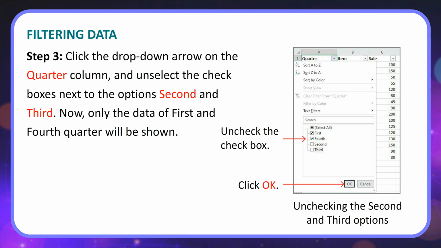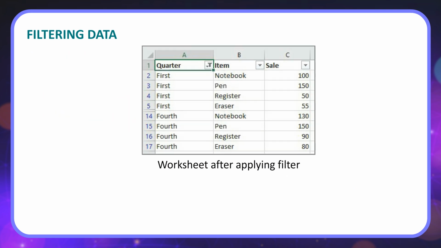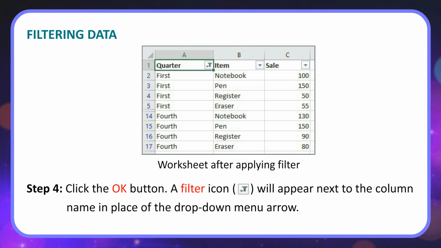Applying filter. Step 3. Click the drop-down arrow on the quarter column and unselect the checkboxes next to the options second and third. Now, only the data of first and fourth quarter will be shown. Uncheck the checkbox. Click OK. Unchecking the second and third options. Worksheet after applying filter. Step 4. Click the OK button. A filter icon will appear next to the column name in place of the drop-down menu arrow.